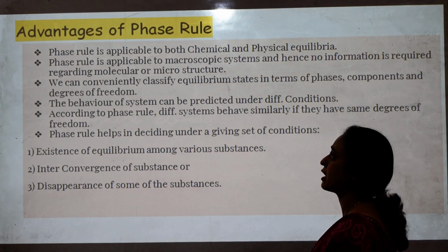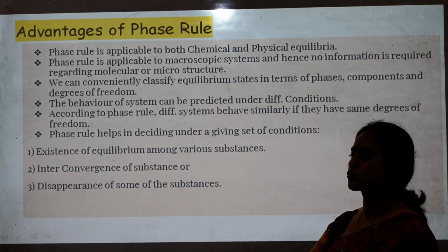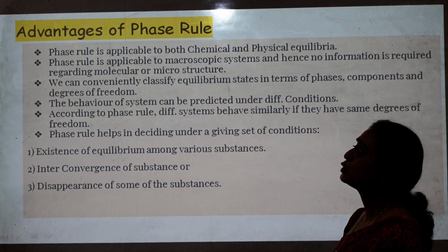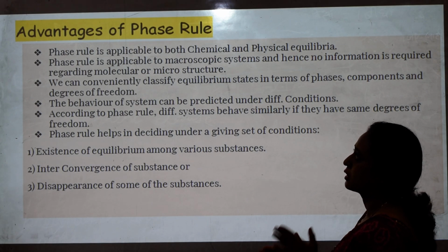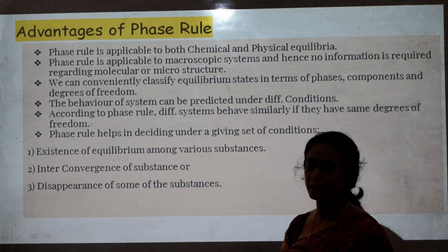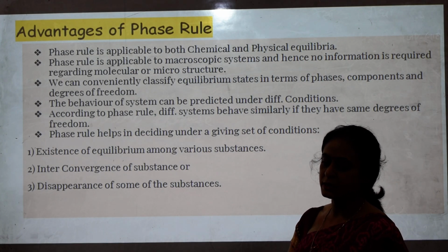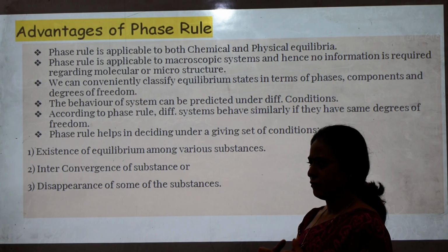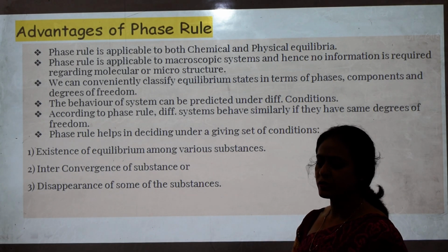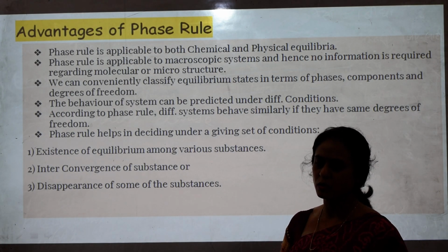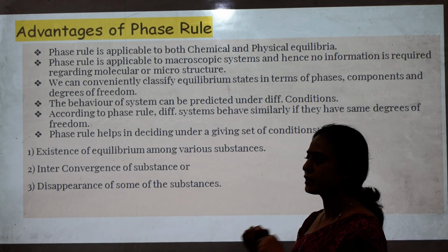Now what are the advantages? Okay, we have defined the phase rule, we have understood the component, phases and degree of freedom. But what might be the utility of this particular phase rule? First and foremost, the phase rule is applicable to both chemical and physical equilibrium. It is applicable to macroscopic systems. No information is required about molecular and microsystems. We are not talking about the amounts, we are not talking about molecular structures and all. We are simply calculating the values.